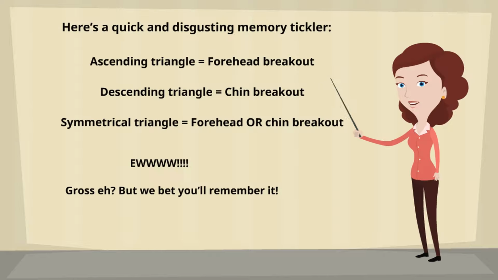Here's a quick and disgusting memory tickler. Ascending triangle equals forehead breakout. Descending triangle equals chin breakout. Symmetrical triangle equals forehead or chin breakout. Gross, eh? But we bet you'll remember it.